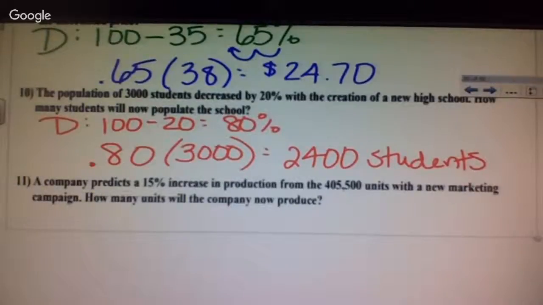A company predicts a 15% increase in production from 405,500 units with the new marketing campaign. How many units will the company now produce? It tells you it should be an increase. So this time we're adding to 100.